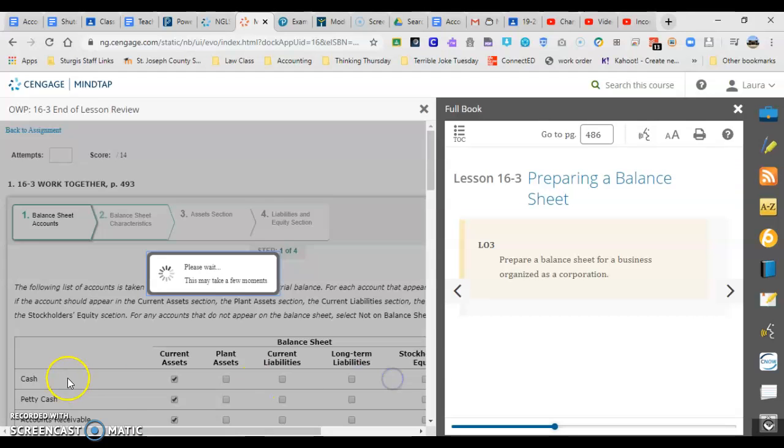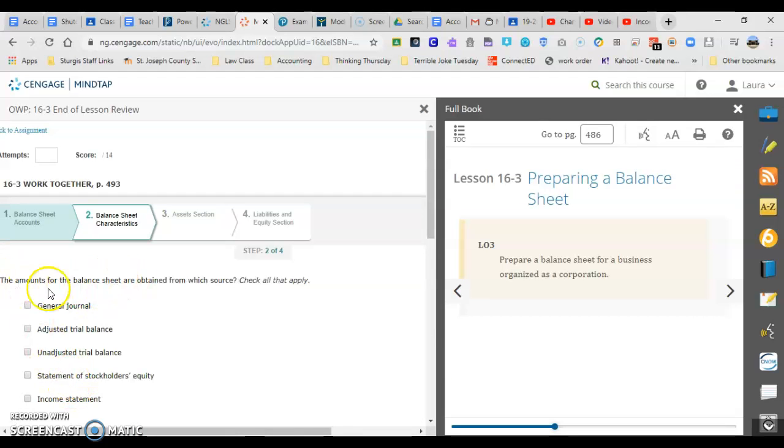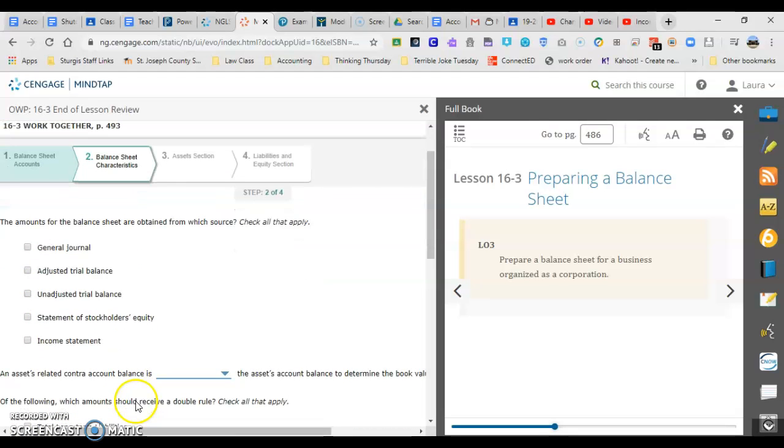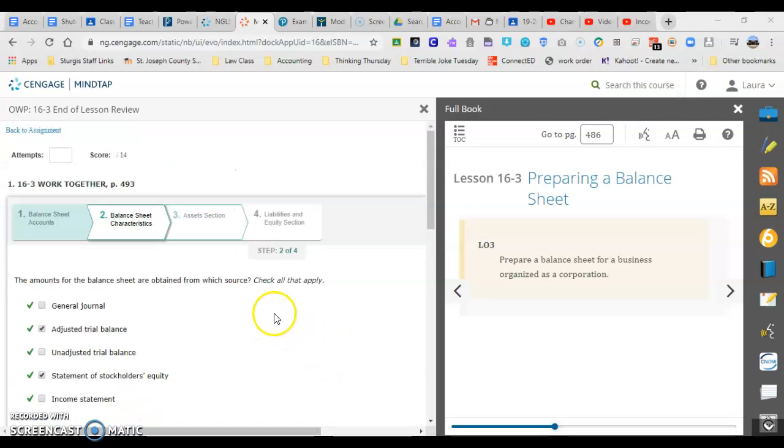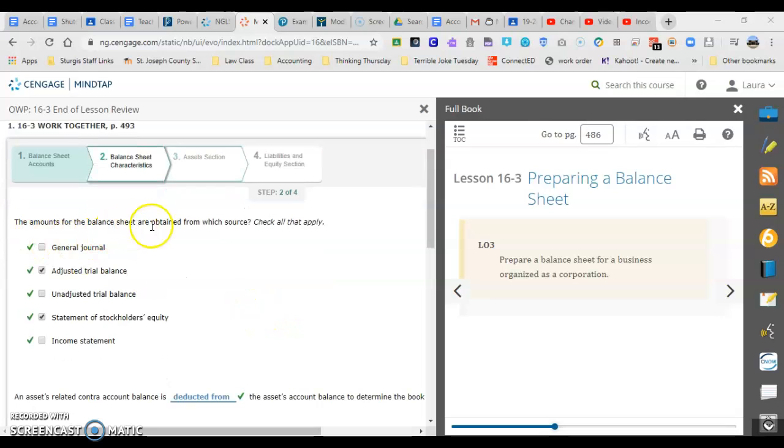Okay, so we're going to go on to the next step here. I just want to explain this section because it is kind of tricky. It says the amounts for the balance sheet are obtained from which source. So you're going to get it from the adjusted trial balance, which means after you calculated your adjustments and then recalculated your balances. And then statement of stockholders' equity is where we're going to get our balance sheet information from.